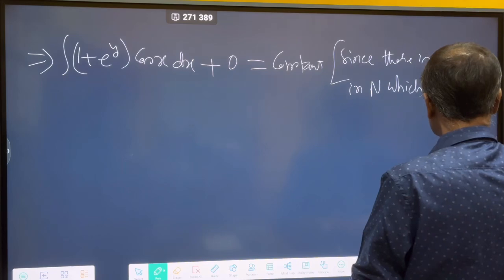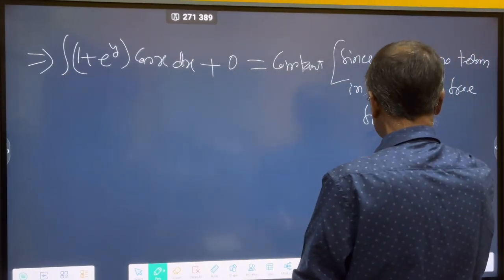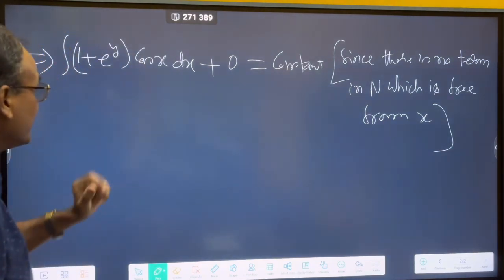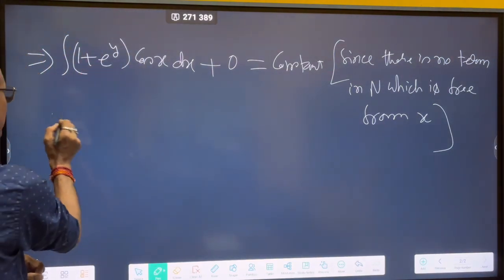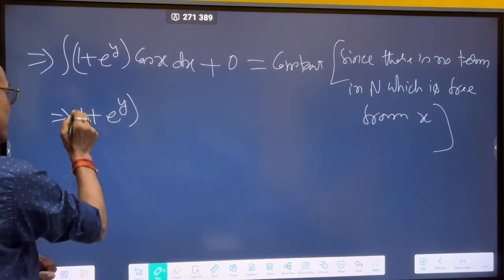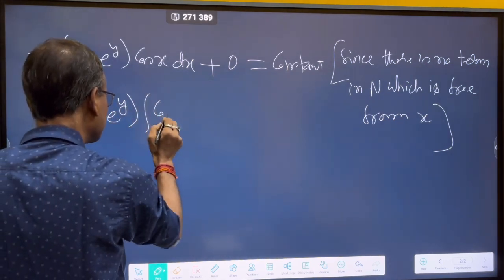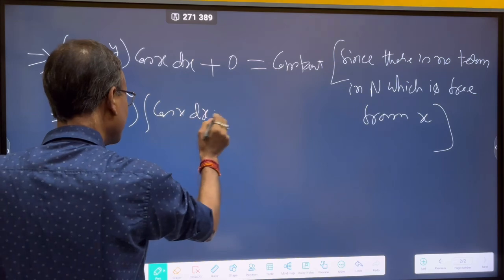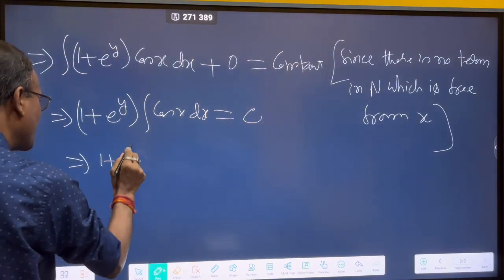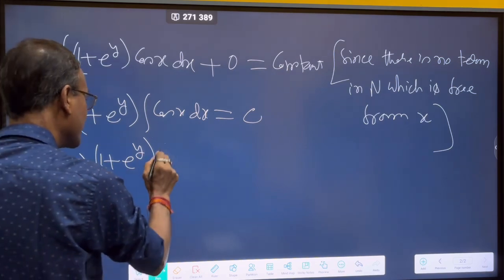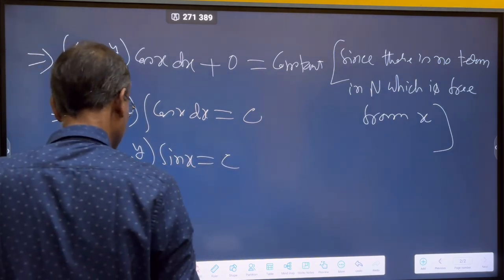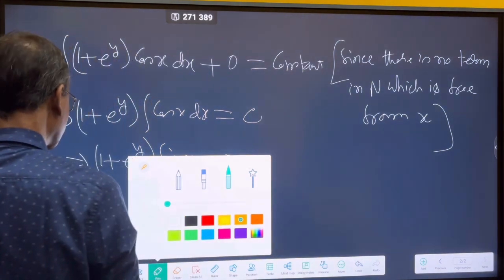Which is free from x. No x term is there, so this is equal to a constant. Now take y as constant. If you take y as constant, the integral of cos x dx is equal to a constant. This means (1 plus e to the power y) times the integral of cos x, which is sin x, equal to c. This is the answer.